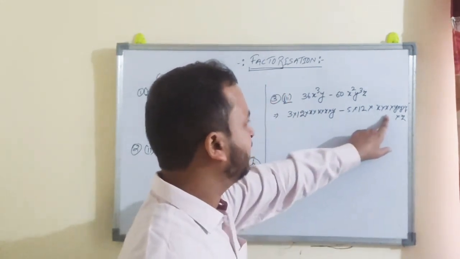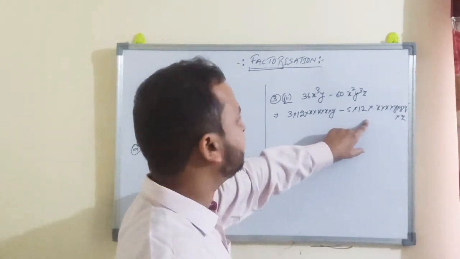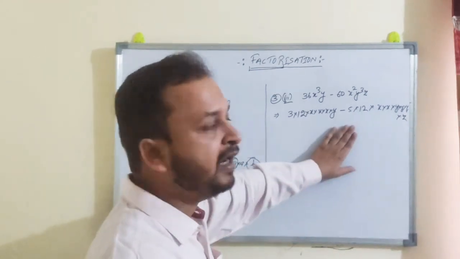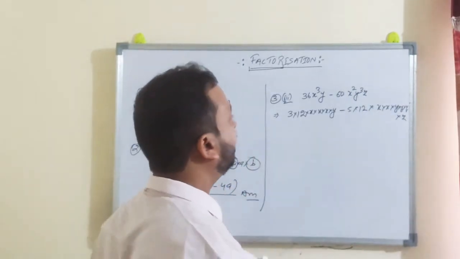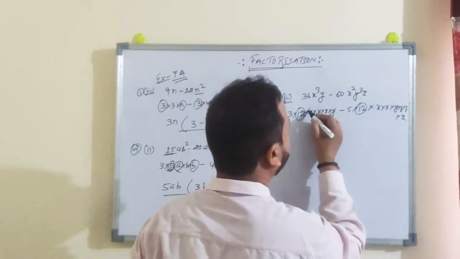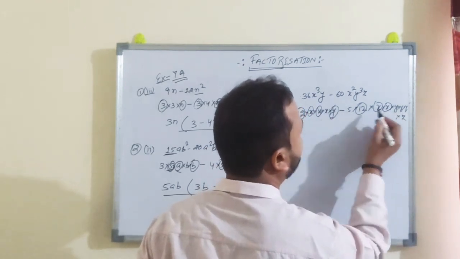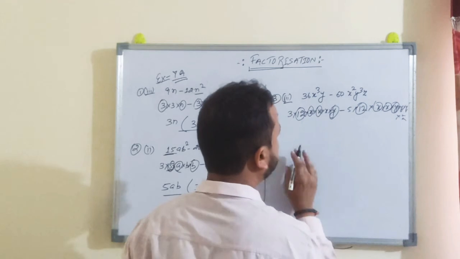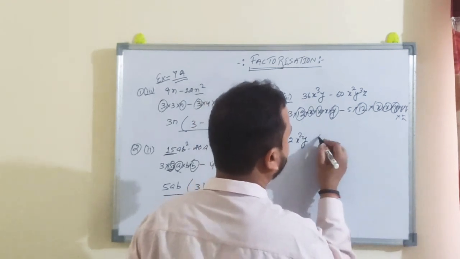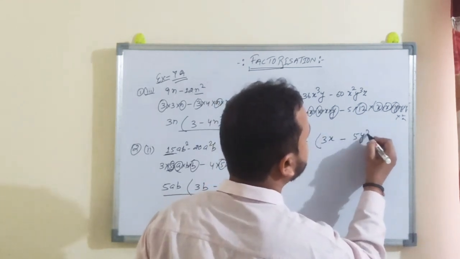Actually, there's no need of writing this statement. I have just written it here so that you can easily understand, right? So 12 is common, and here x, another x, and one y. Only these terms are going to be common. So 12x square y, you can take it. Here you are left with 3x minus 5y square z.